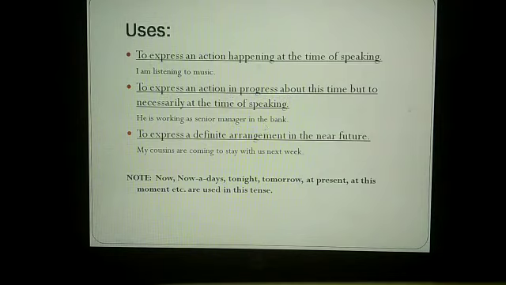Next, to express a definite arrangement in the near future. This is an example: my cousins are coming to stay with us next week. This is near future. Now, words like nowadays, tonight, tomorrow, at present, at this moment, etc. These are the adverbial phrases used in this tense.